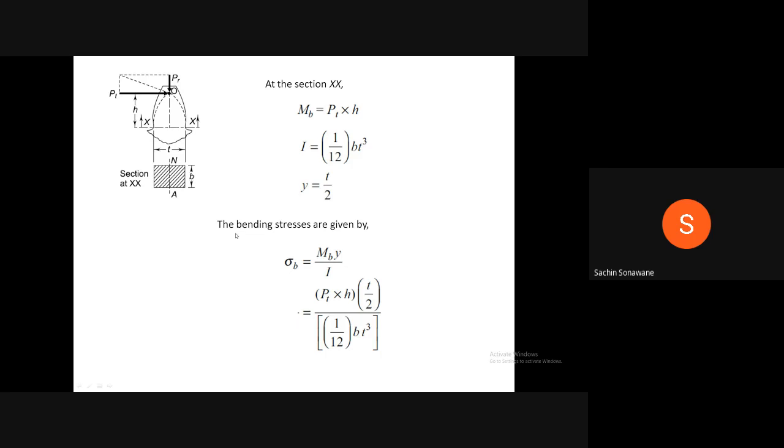We know the bending equation: sigma b upon y is equal to MB upon I, where sigma b is known as bending stress. Therefore, sigma b is equal to MB into y divided by I. We have to substitute the above values. The value of MB is PT into h, into t by 2, divided by B T cube by 12. Write this down.